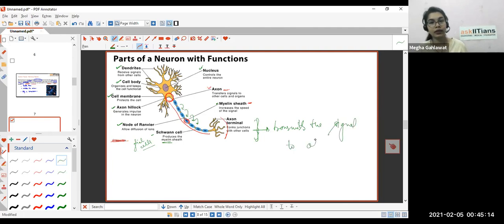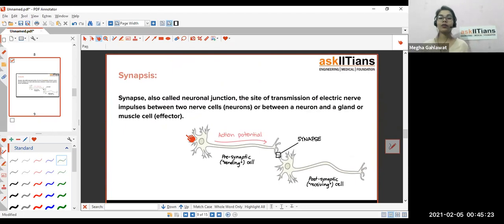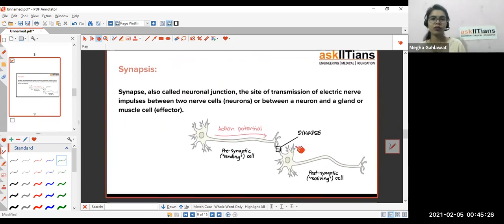That being said, we have the synapses. Synapse is nothing special, but it is basically the space between two consecutive or adjacent neurons which are arranged in an end-to-end fashion. So the synapse is the place between the axon terminal of one neuron and the dendrites of the other neuron, and into the synapse the neurotransmitter is released.